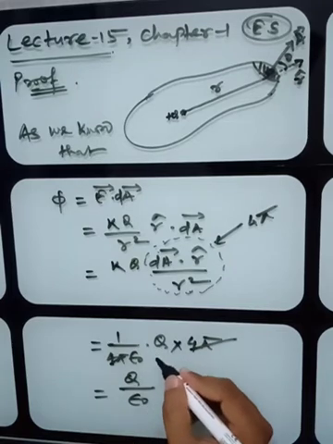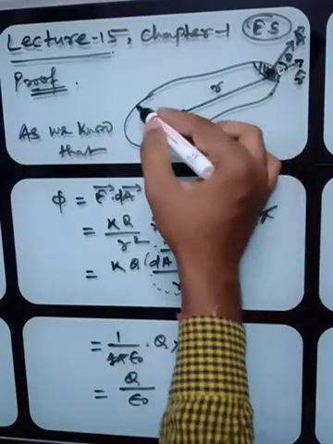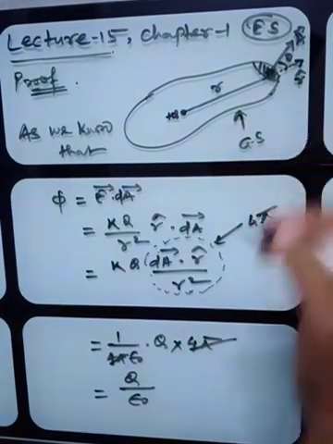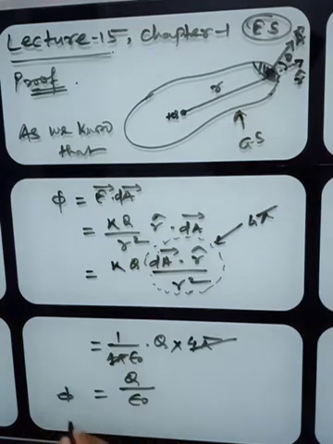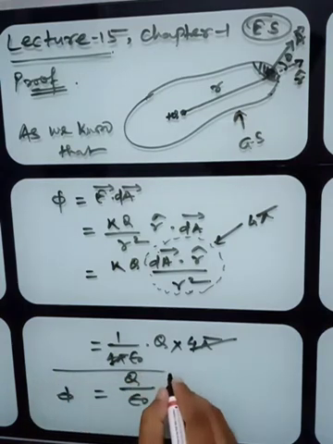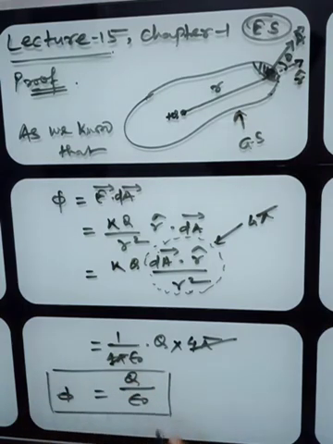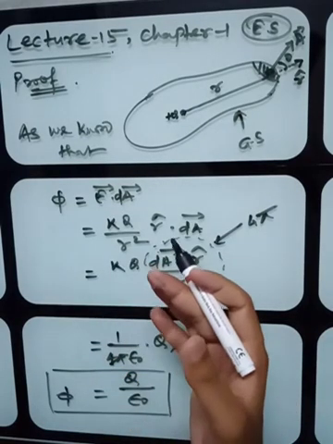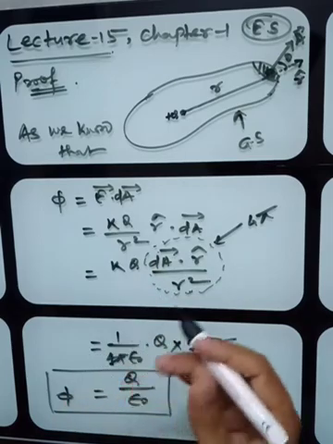Which charge are we getting here? This q is nothing but the total charge enclosed within this surface, and this surface is the Gaussian surface, student. So the net flux we are getting here, phi is equal to q by epsilon naught. Actually this was the Gauss law. So we have proved, or mathematically represented here, the Gauss law.